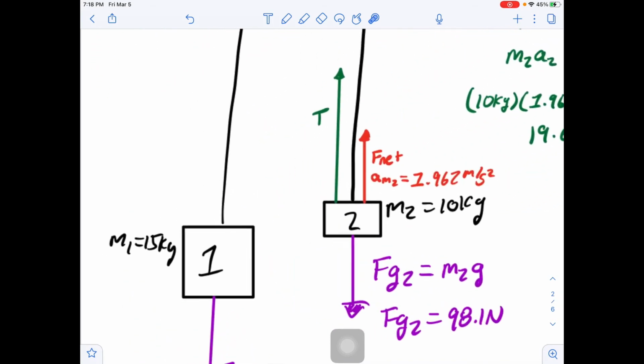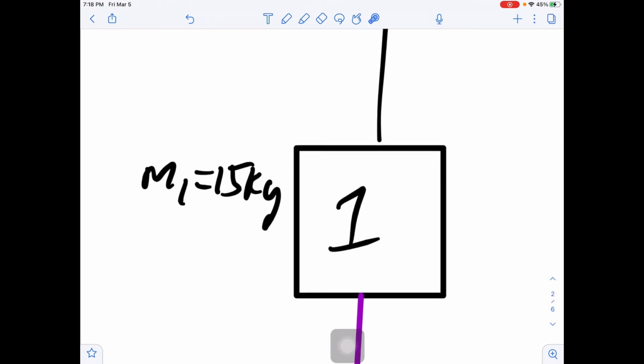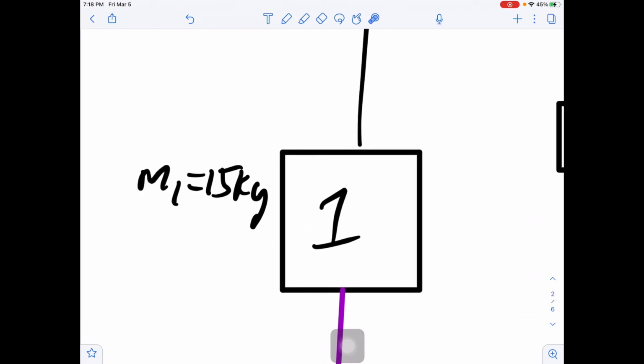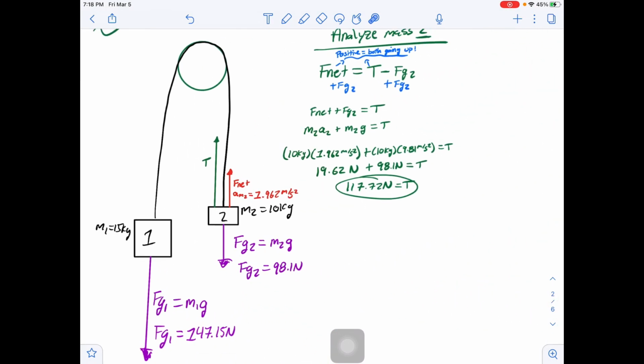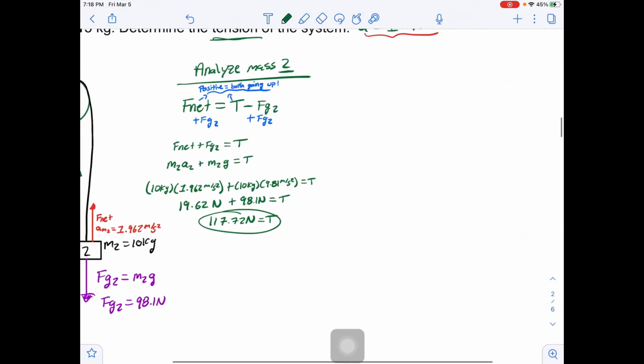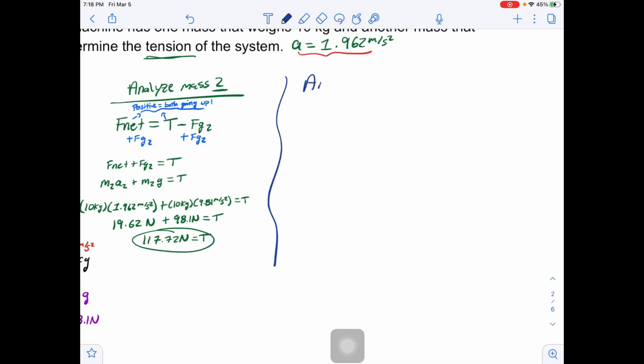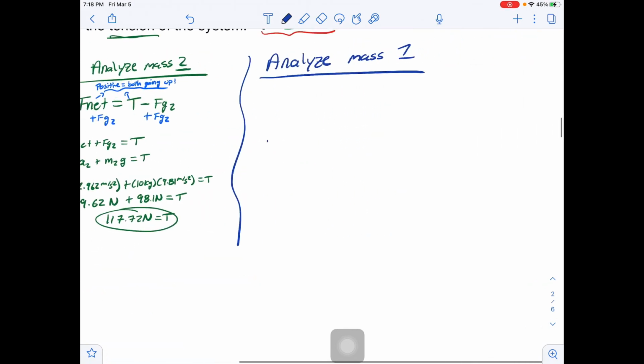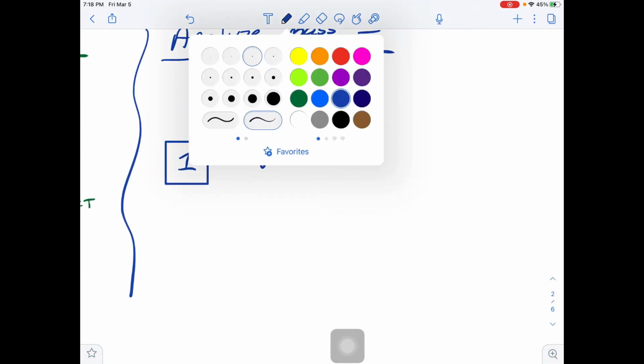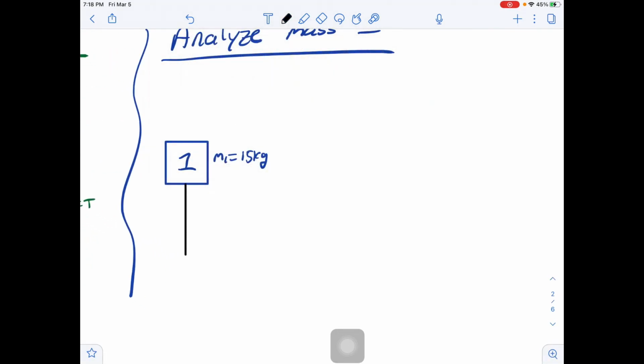Well, now I'm going to zoom in on just mass 1 and analyze what's happening there. So let's analyze mass 1. I'm going to draw mass 1 over here, just so we can have it on its own. So this is mass 1, and again, that's 15 kilograms. What do we know about mass 1? Well, we know that it's hanging in the air, so there's a force of gravity.